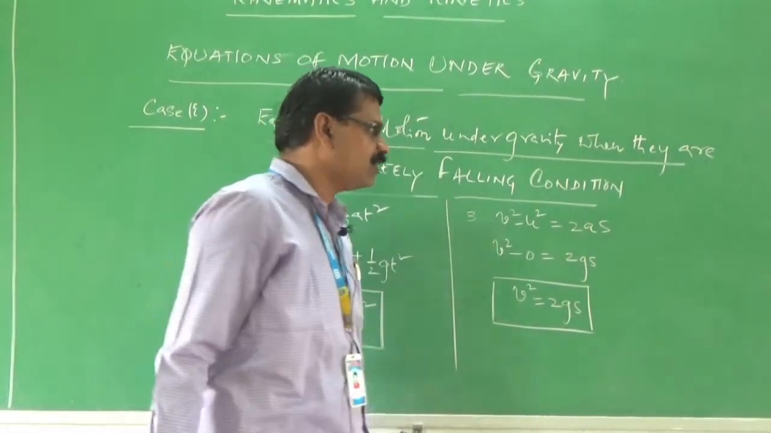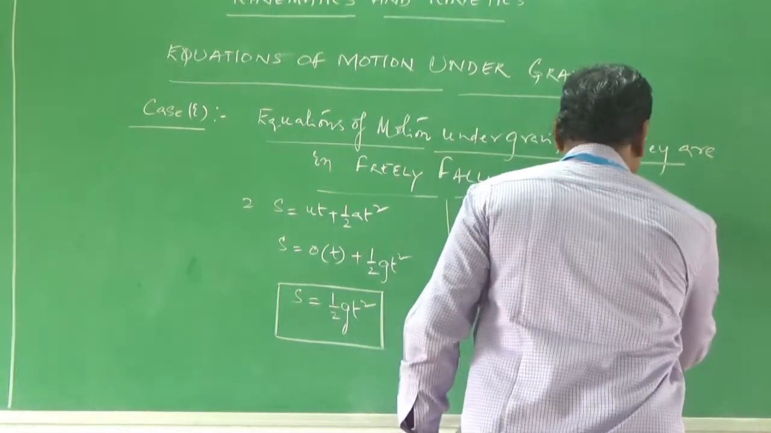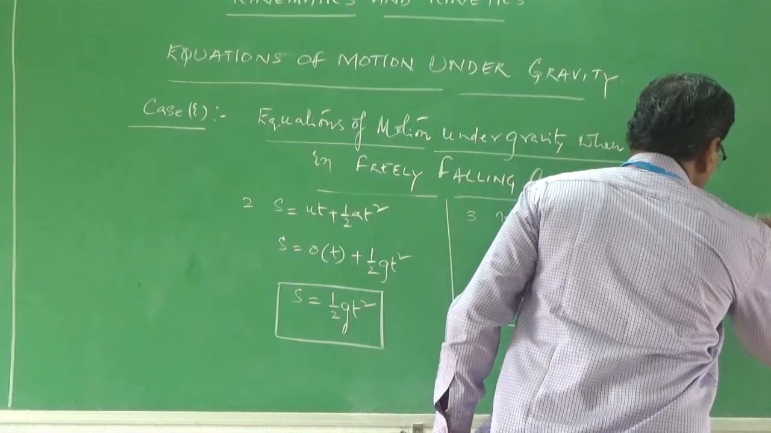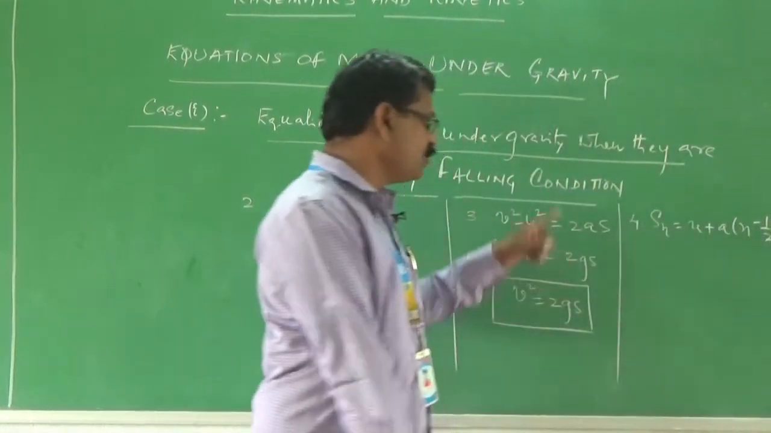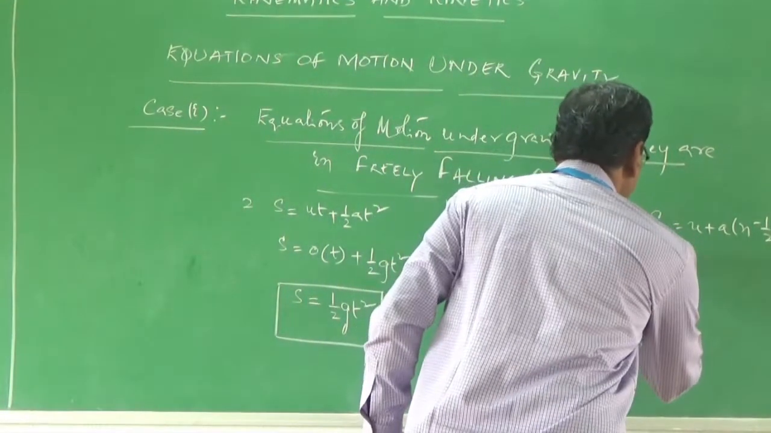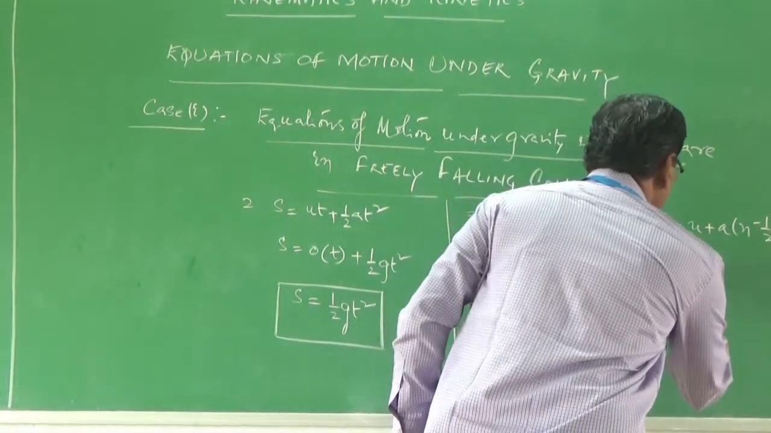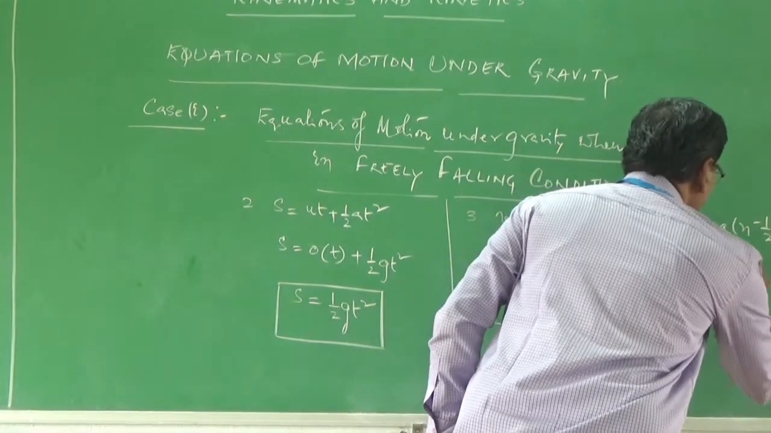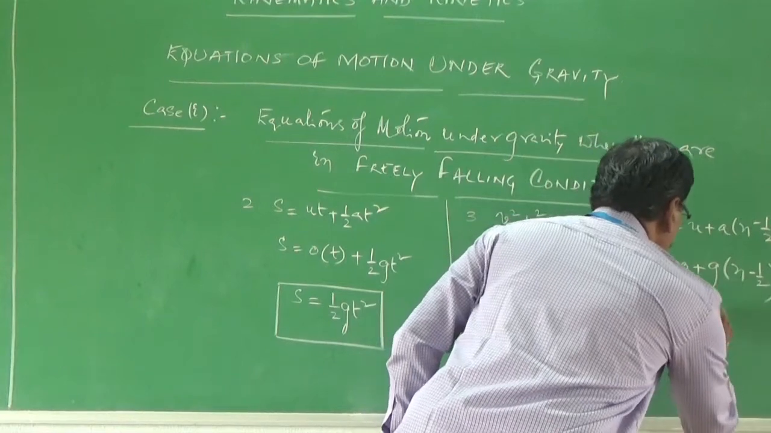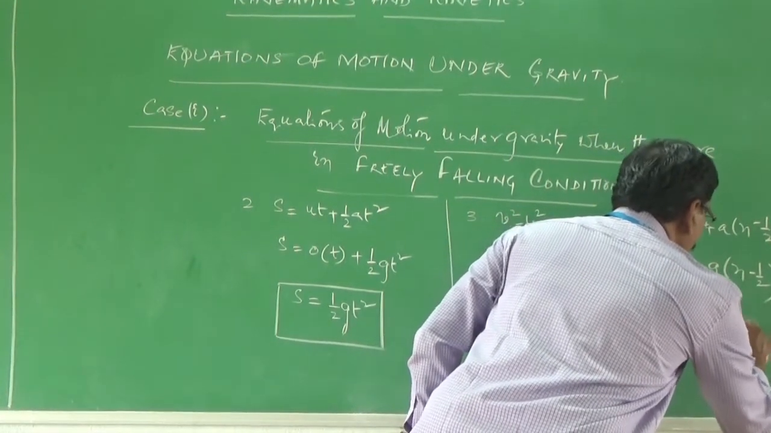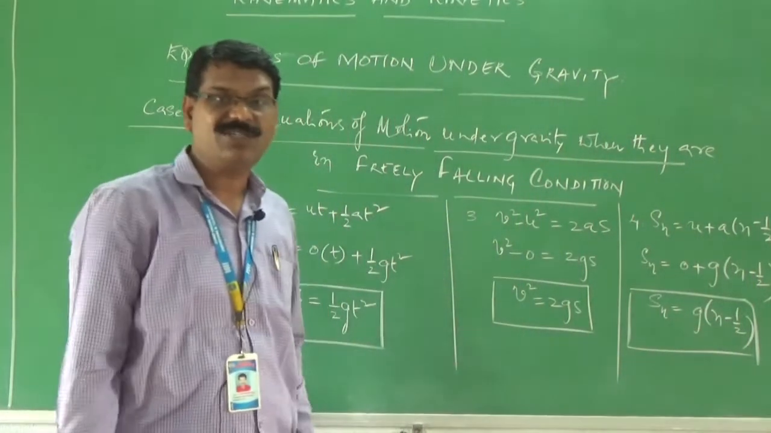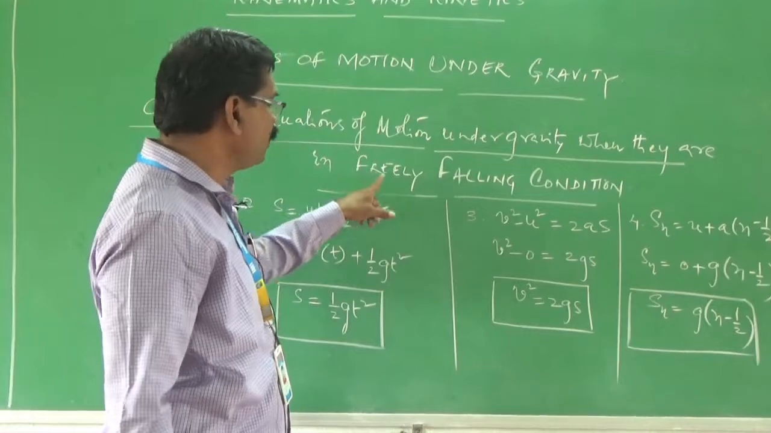Let us see the fourth one, how it will change. The fourth one is Sn is equal to u plus a into n minus half. This is a standard form. And after putting u is equal to 0 and a is equal to plus g and substituting in their respective positions, I will get Sn is equal to 0 plus g into n minus 1 by 2. After simplifying this, I will get Sn is equal to g into n minus 1 by 2. This is the fourth equation of motion under gravity in the freely falling condition.